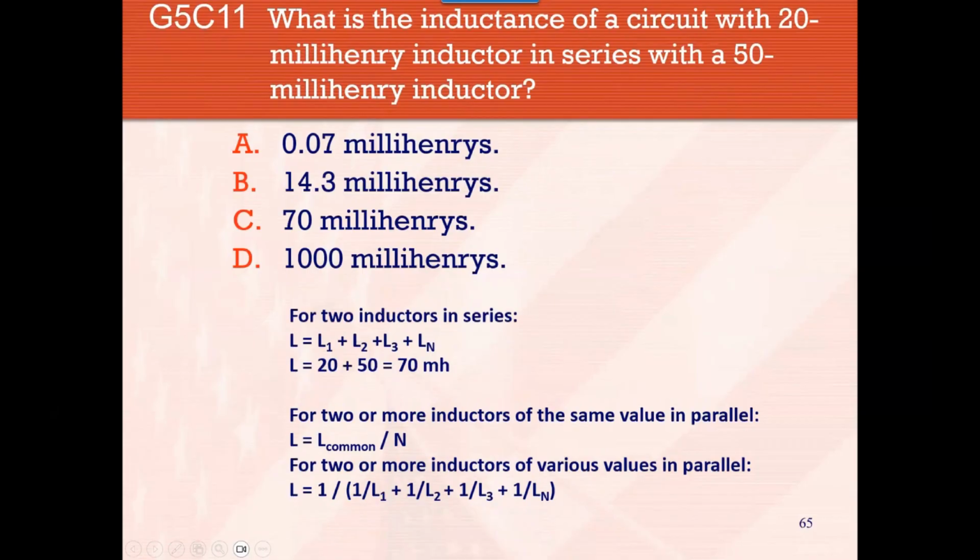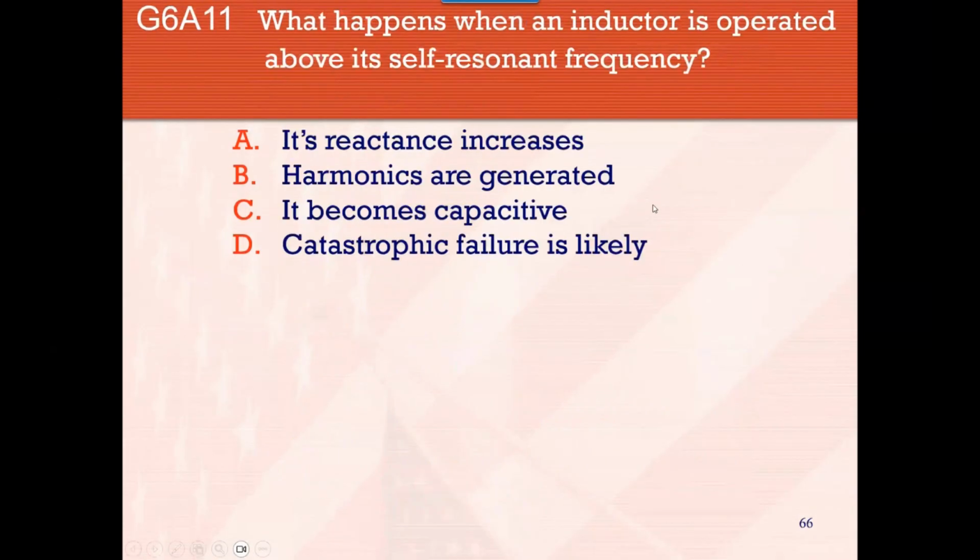What is the inductance of a circuit with a 20 millihenry inductor in series with a 50 millihenry? They act like resistors. Remember, we just add them up. 20 plus 50 gives us 70 millihenries. Of course, the formula is there if you want it.